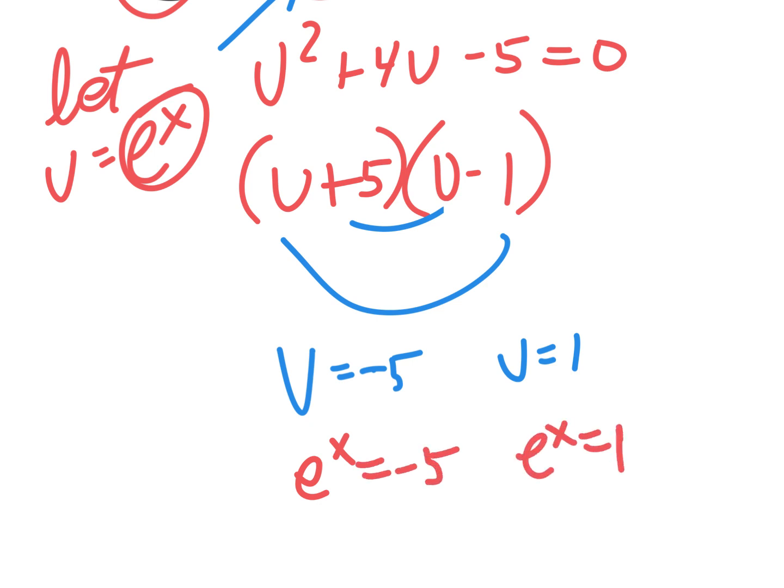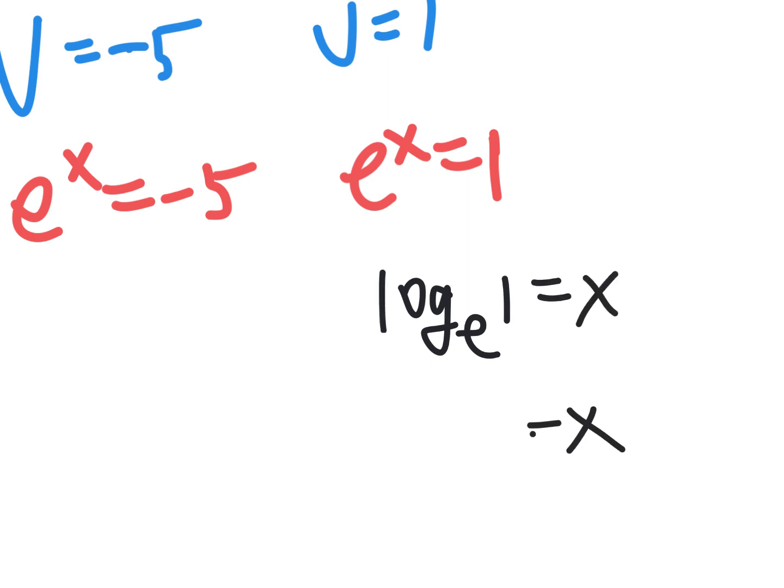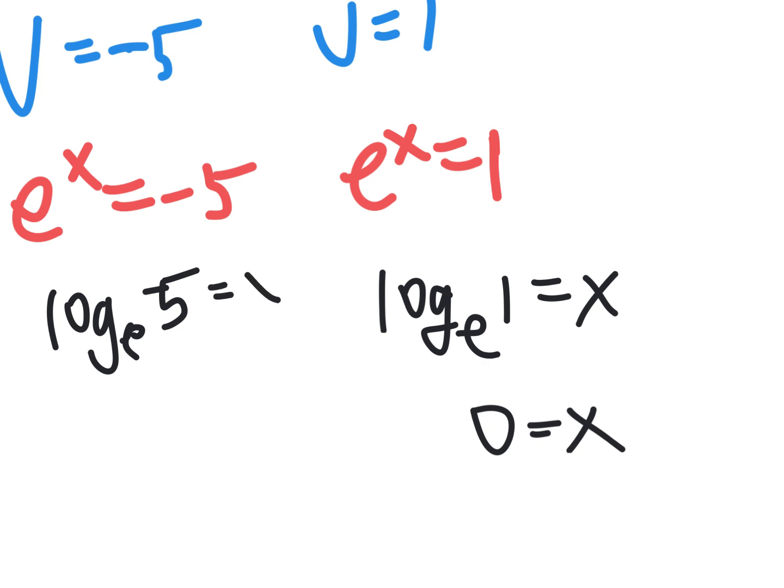Now, everybody, how many of you got it that far at least? Okay, good. Do you know what to do next? Log base e of 1 equals x, and what's that actually finally answered? 0, good. And this one, log base e of negative 5 equals x, and you need to identify it.